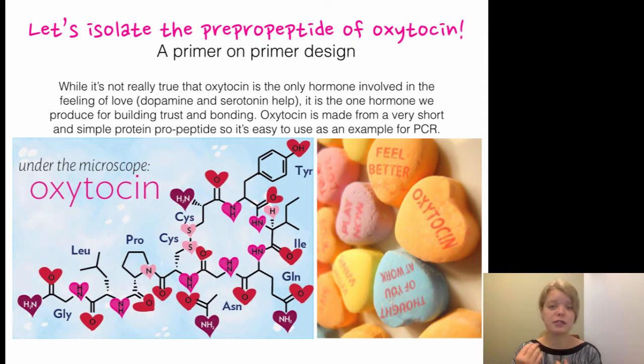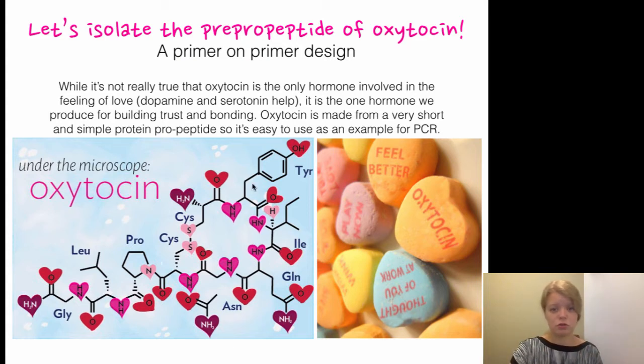But oxytocin is a short peptide. So the gene for the oxytocin is actually encoded in our DNA. And if we want to work with the oxytocin hormone, or specifically if we would like to make it in the lab, we first need to have the gene for oxytocin. So how would we get that? We would get it by PCR.